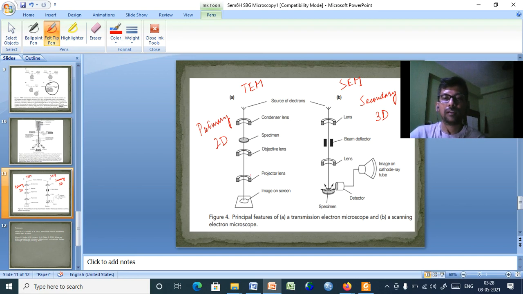So today we have a basic idea about the normal light microscope, that is represented by the compound microscope, then fluorescence microscopy, confocal microscopy, and other types of electron microscopy, that is scanning and transmission electron microscopy.